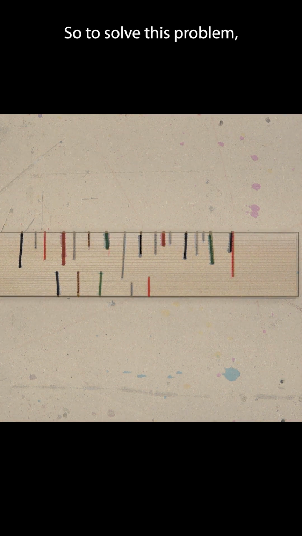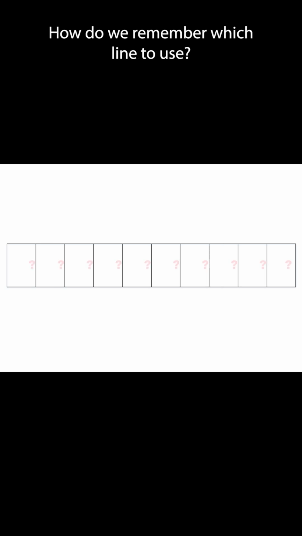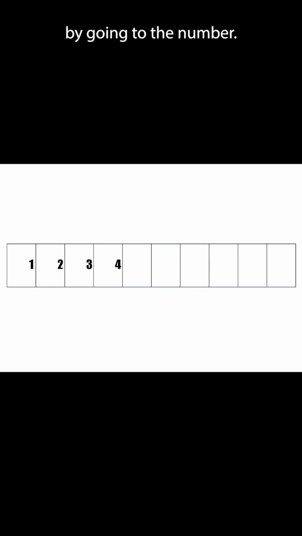So to solve this problem, we add a bunch of equally spaced marks to our stick, hoping that our marks will line up to whatever it is we have to measure. This way, we can reuse them. But now we have a new problem. How do we remember which line to use? One solution would be to number them. Now we can remember the lines by going to the number.